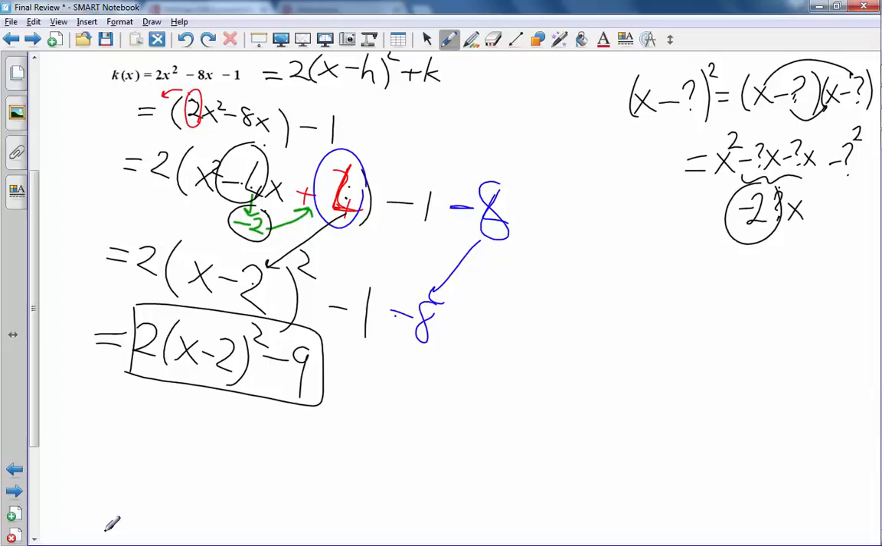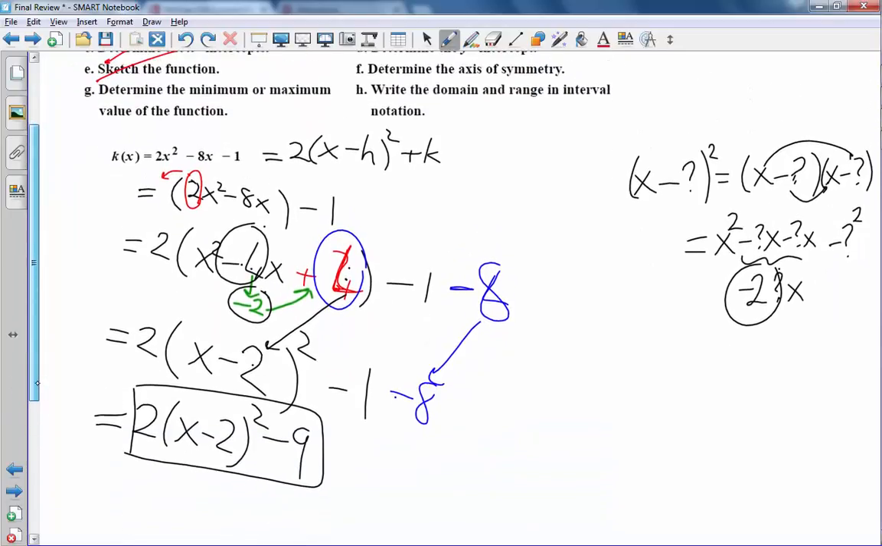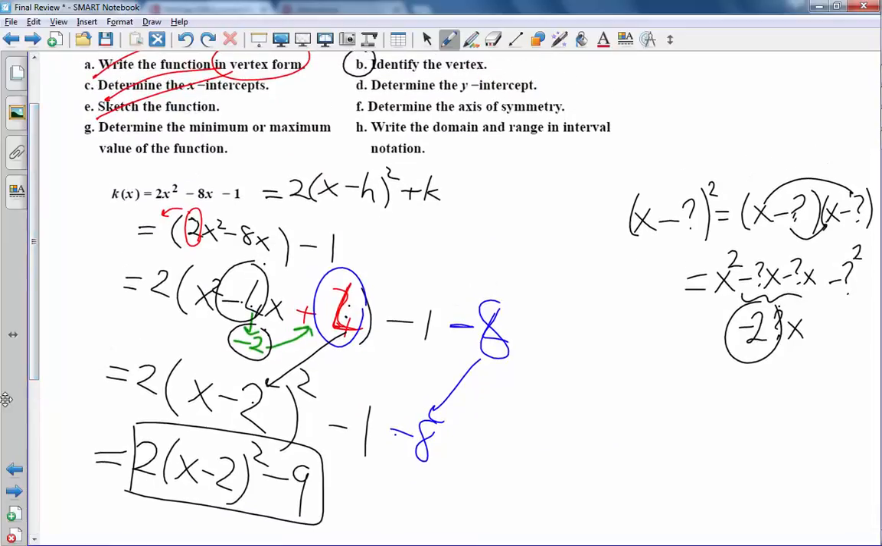Alright, we got the vertex form. Now we are going to harvest this form and get everything else we need, such as the vertex. Can you read me the vertex in this form? It's called vertex form because you can read directly out of it the vertex. What is the vertex here? 2, -9. We take the opposite of this number, which is +2, and this number with its original sign and pair up. So there's 2 and -9. Okay?